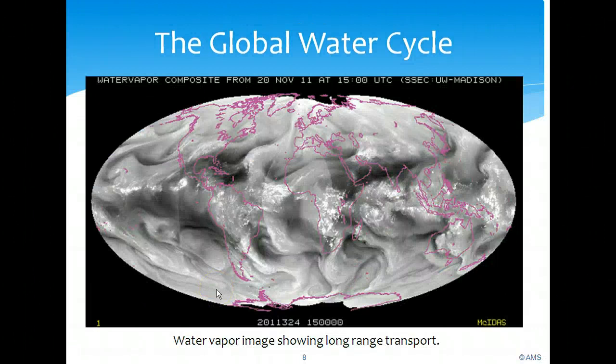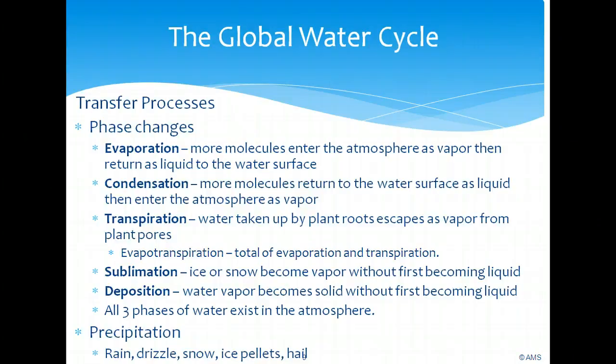This next slide shows a global scale water vapor image which shows evidence of long-range transport in the atmosphere above the Earth. We need to keep in mind that the sun drives the global water cycle. As we saw in Chapter 4, some of the radiation that strikes the Earth's surface is absorbed, that is, it's converted to heat, and some of the heat is used to evaporate water or sublimate ice and snow. If water didn't vaporize, there would be no clouds, no precipitation, and no global water cycle.